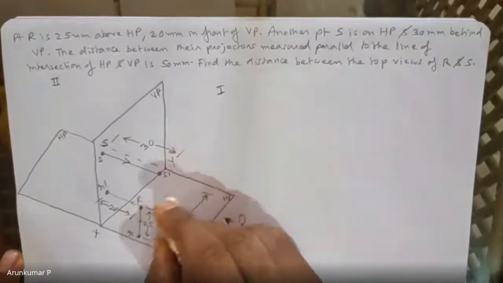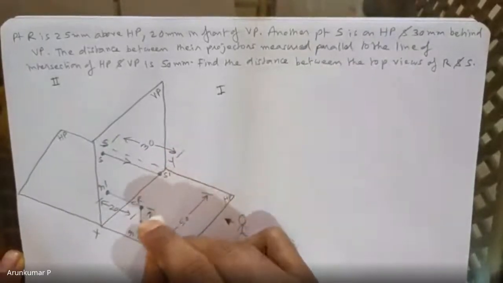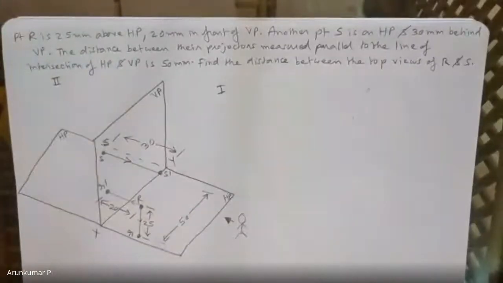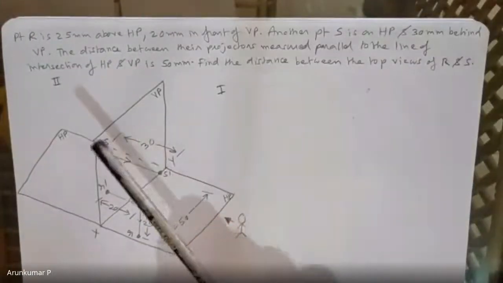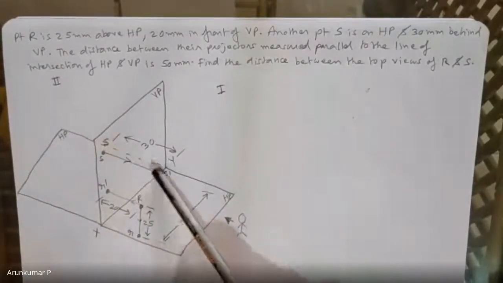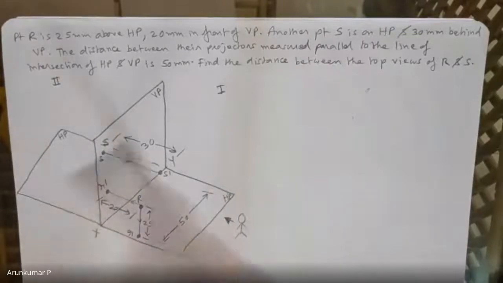So this is what you get in 3D: the arrangement of planes, the position of the points S and R, and the position of the front and top views of R and the front and top views of S in the first and the second quadrants.